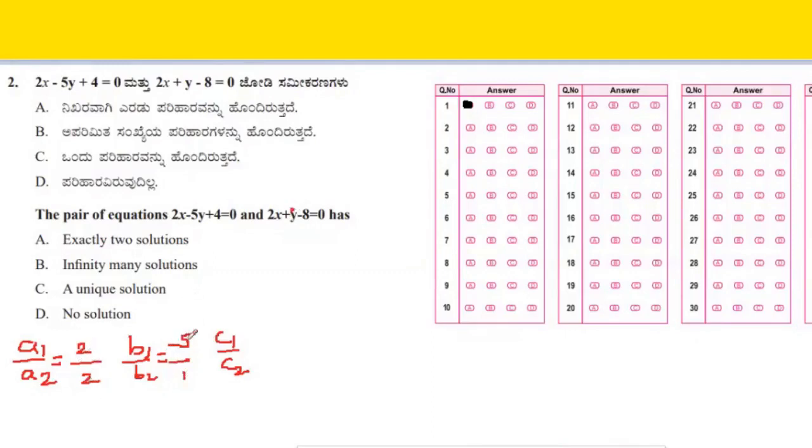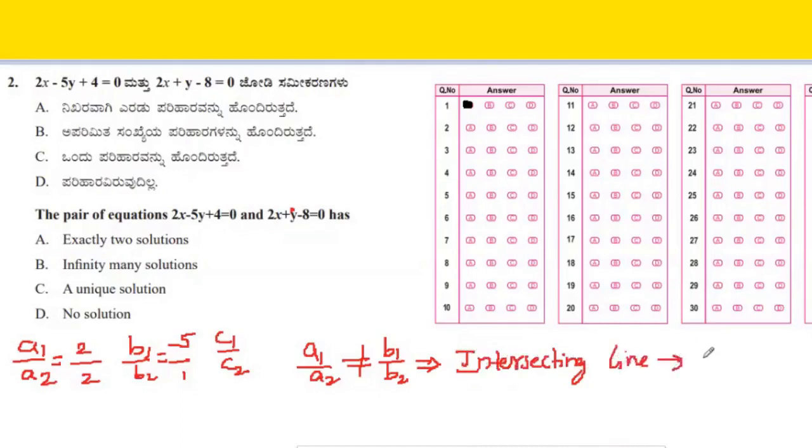Clearly 2 by 2 and minus 5 by 1 are not equal. So a1 by a2 is not equal to b1 by b2. These are the conditions for intersecting lines. We all know that intersecting lines have only one solution. So the correct option for this question is one solution. One solution is nothing but a unique solution; they are synonyms. We are going to mark option C for the second question.